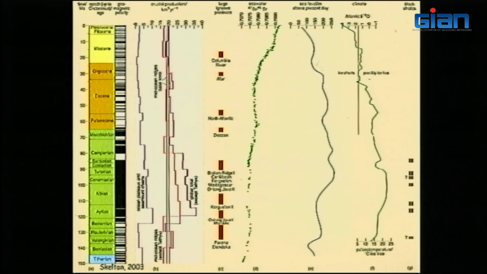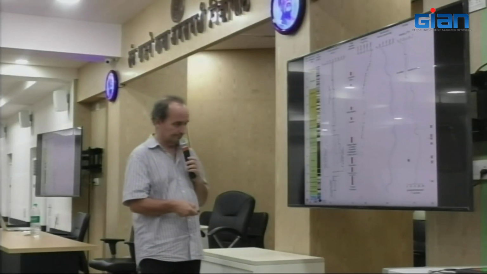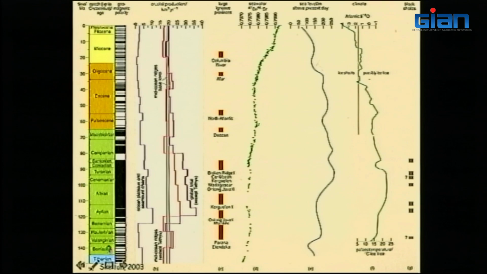And for example, this is all the Cretaceous time. You start here with the Berriasian. So this Jurassic-Cretaceous boundary is somewhere here, and you have all the Cretaceous here. And what you can see are different curves, which are really interesting. I can start with the crustal production. So this is the production of the oceanic plateaus, here and here. You can see here the global total crustal production, and these are the volcanic events.